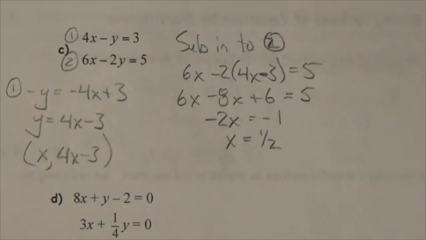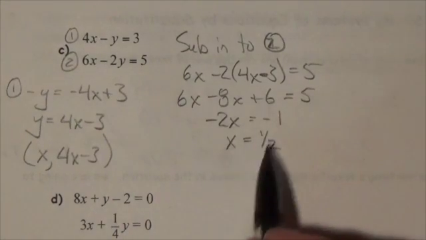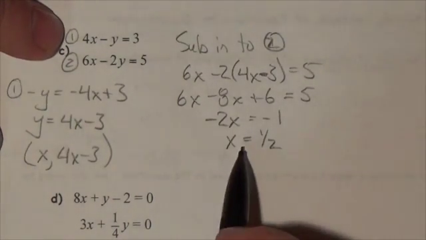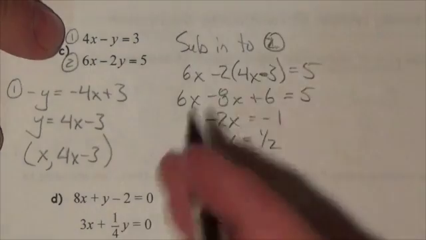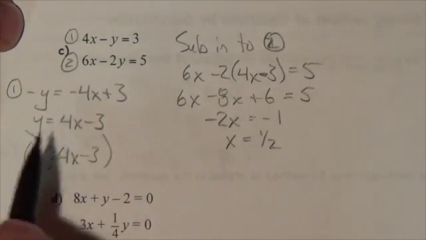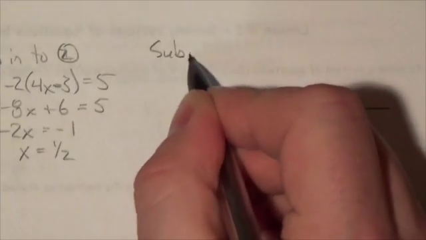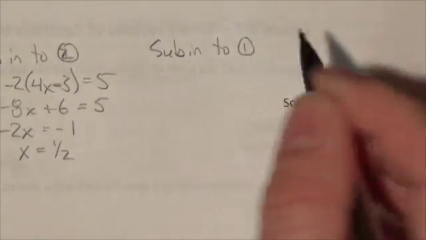Now, I know, oh, why did it have to be a fraction? But you know what? That's okay. It's not a big deal. Okay, so we're going to take that 1/2 and substitute it back into one of the original equations to get the y coordinate. Well, why not use this one? Because it's already set up beautifully to evaluate for y. So let's sub this in to equation 1.